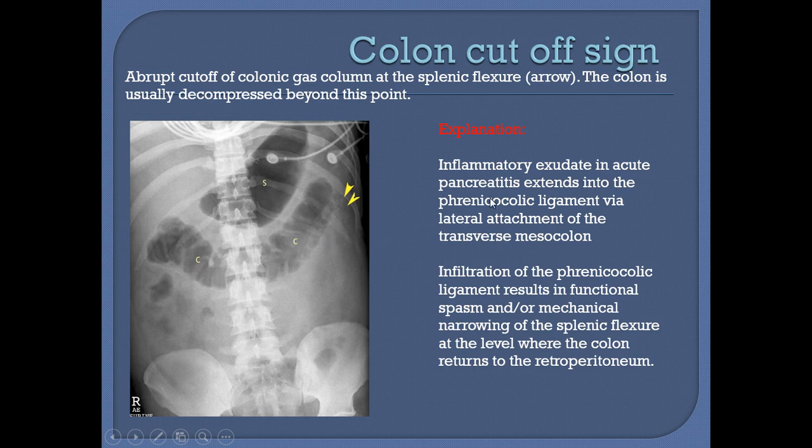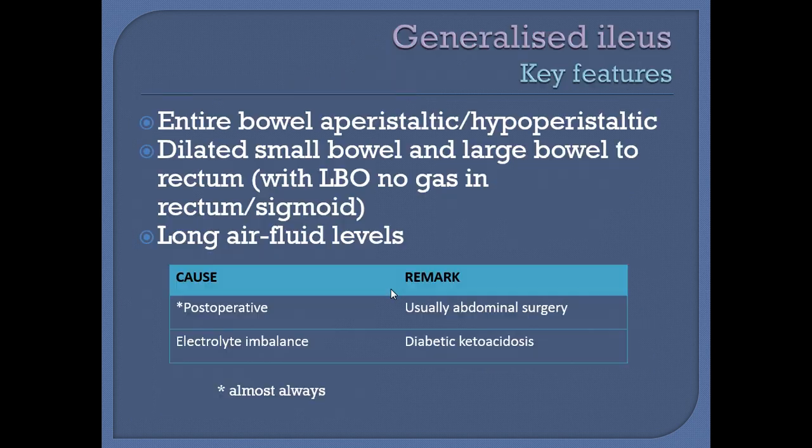So any inflammatory exudate in cases of acute pancreatitis involves the phrenicocolic ligament, which is the attachment of the transverse mesocolon. So there is spasm and mechanical narrowing of the splenic flexure at the level of the retroperitoneum.